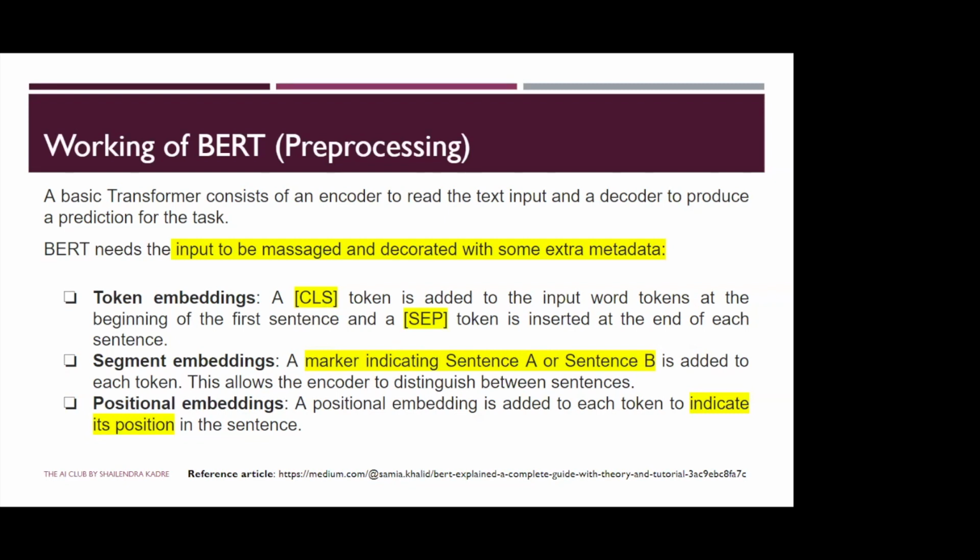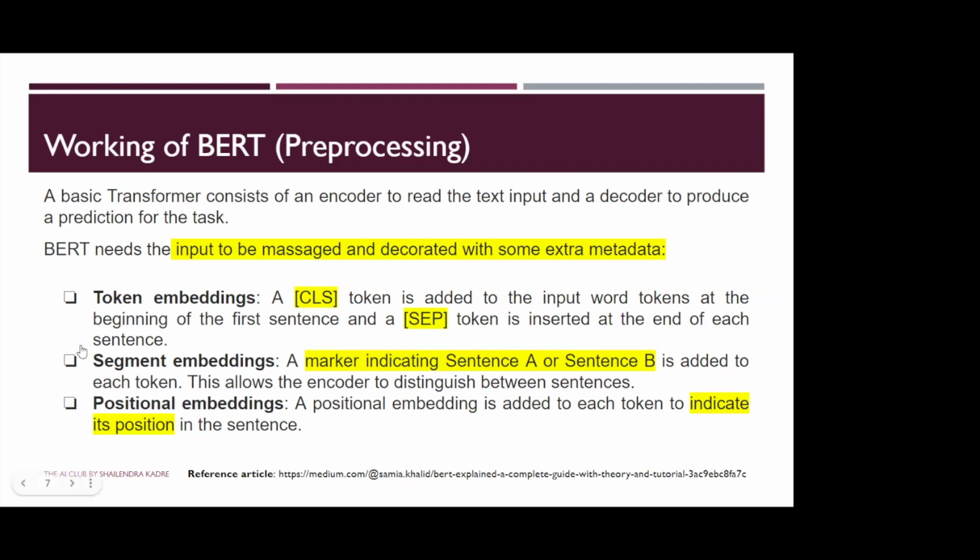At the beginning of your text, only in the first sentence, this CLS token is added, and another SEP token. This token is added for separation of sentences. So in case you have multiple sentences, this SEP token will come into play. I'll show you one example after this.